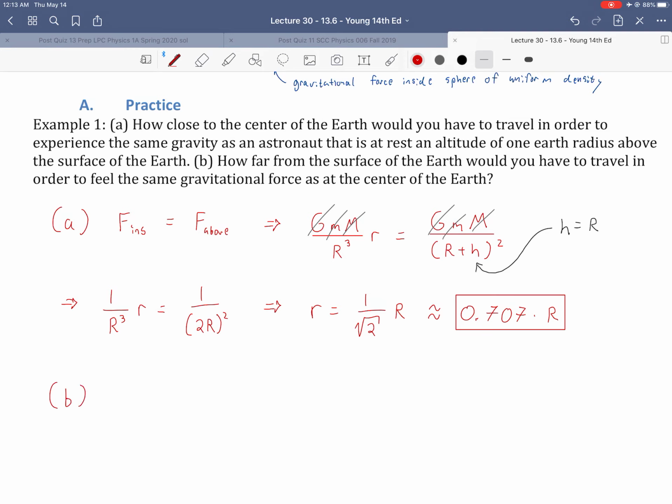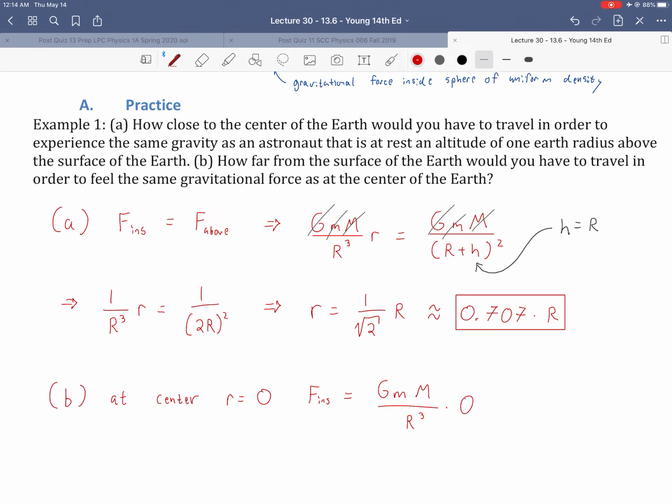Okay, and then part B, I asked you a question, which is actually a concept question disguised as a numerical question. How far from the surface of the Earth would you have to travel in order to feel the same gravitational force as at the center of Earth? Well, at the center, r equals 0. So that tells us from our F inside equation, unless it doesn't work for r equals 0, that the gravitational force at the center must be 0.